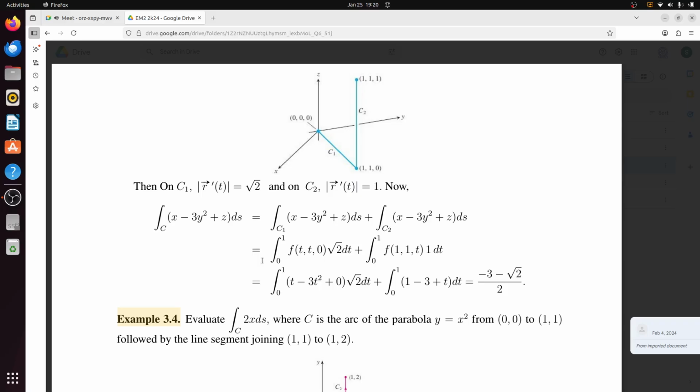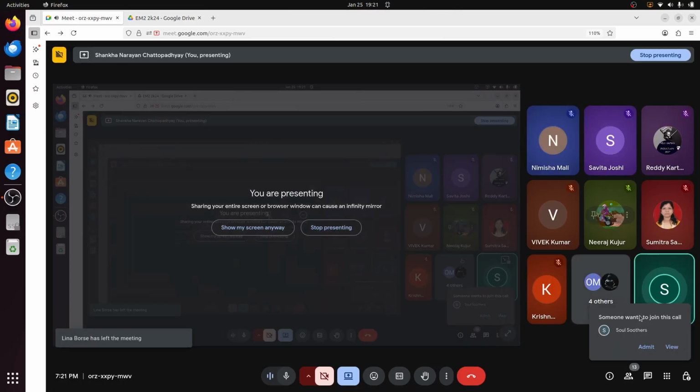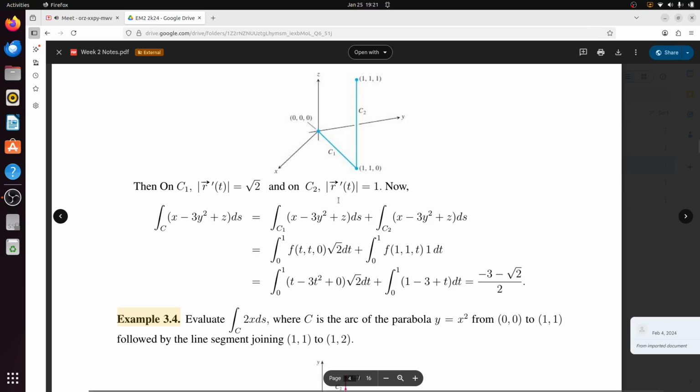Example 3.4, evaluate integration 2x ds where c is the arc of the parabola y equal to x square from 0 0 to 1 1 followed by the line segment joining 1 1 to 1 2. So first you need to integrate over the parabola, then you need to integrate over the line segment of 1 1 to 1 2. Solve it.